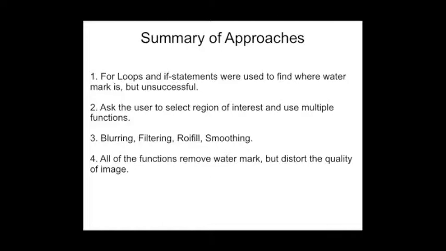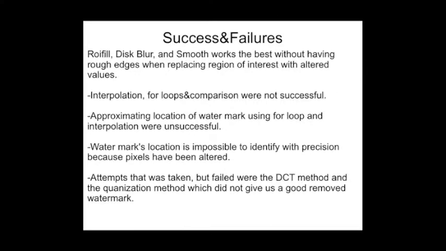And to add, for loops and if statement comparisons were unsuccessful because we were not sure what algorithm was used and what was altered for the pixels that contain the watermark. All the functions remove the watermark, but they distort the quality of the image. So our successes and failures: the Roy fill and disk blur and smooth worked best, having rough edges with the region of interest and with altered images.